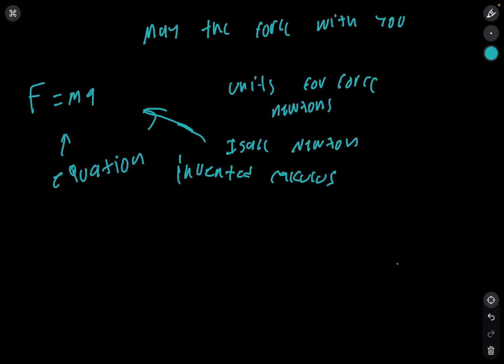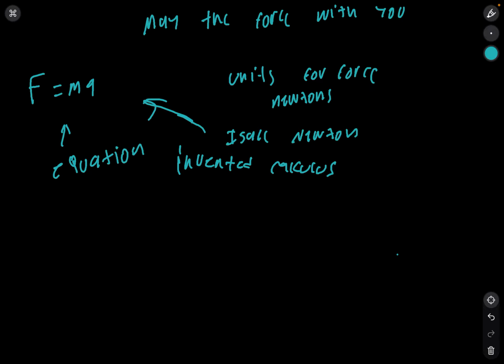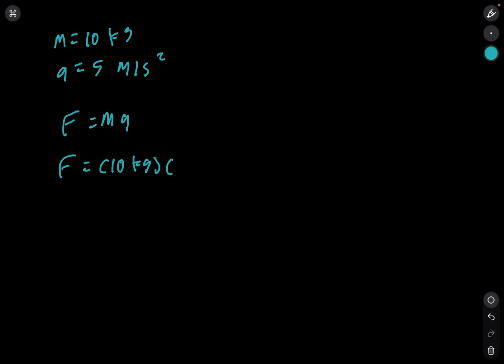But we're not going to be talking about that. We're going to be talking about something more simple: the equation F equals ma. So let's go to some examples. Let's say you had a mass of 10 kilograms and an acceleration of 5 meters per second squared. Essentially, you would just write down your equation, then plug your numbers in. And your force for this one will be 50 newtons.